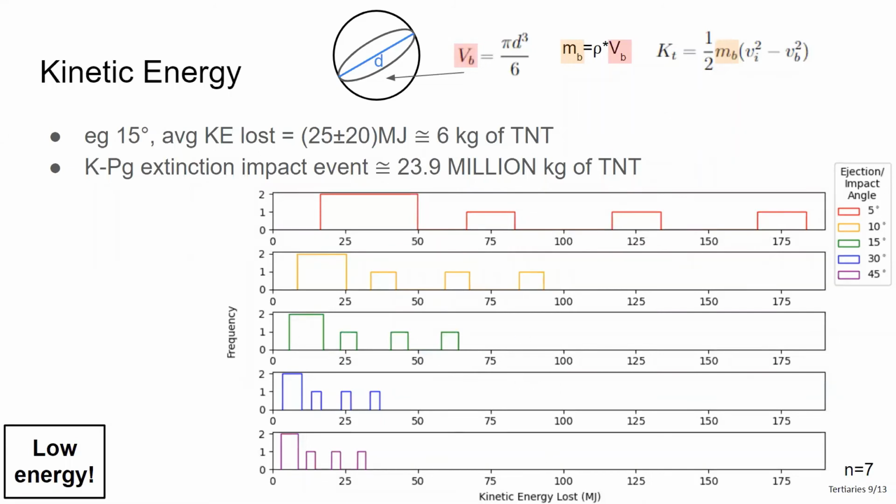That's this plot here. So kinetic energy lost in megajoules is on the x-axis. And for taking, for example, 15 degrees, the average kinetic energy loss is about 25 plus or minus 20, large error bars, megajoules, which is approximately equal to the explosive energy from 6 kilograms of TNT. And you may be saying, whoa, that's a lot of TNT. Well, Rowan, I put this in for you. The extinction event that killed the non-avian dinosaurs was about 23.9 million kilograms of TNT. So these are pretty low energy.